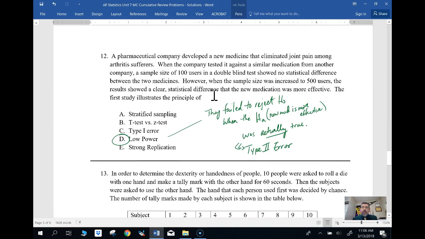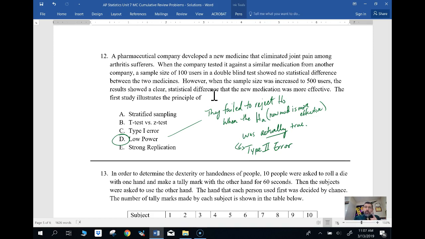Number 12 is a really important problem because there will be plenty of problems on the test about type 1, type 2 error, and power. So you're going to want to make sure you study type 1, type 2 error, and power. So just to review this problem very quickly, when the company tested it against a similar medication from another company with a sample size of 100 in a double-blind test, it showed no statistical difference between the two medications. So if I show no statistical difference, I talked about this before, that means that I failed to reject the null hypothesis. Okay? No statistical difference, failed to reject the null.